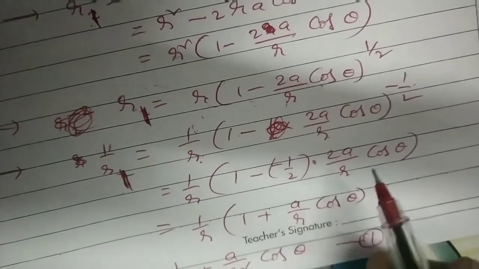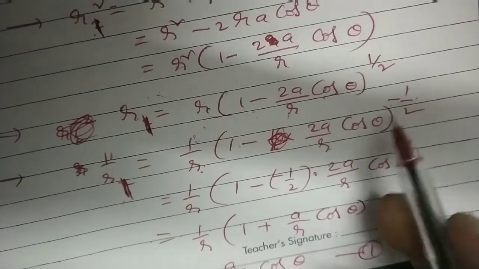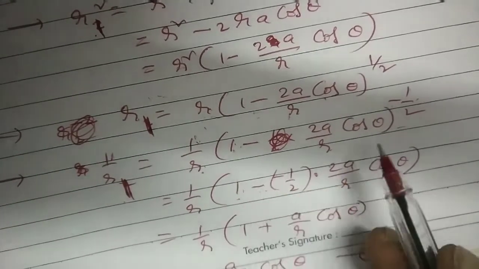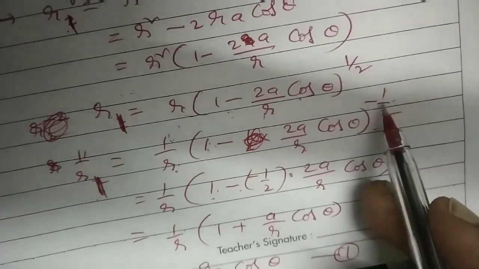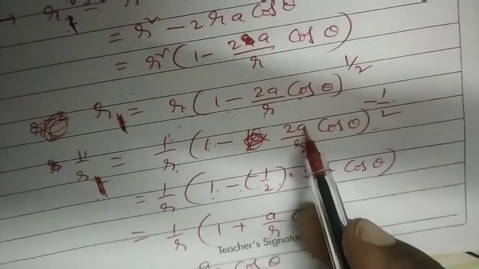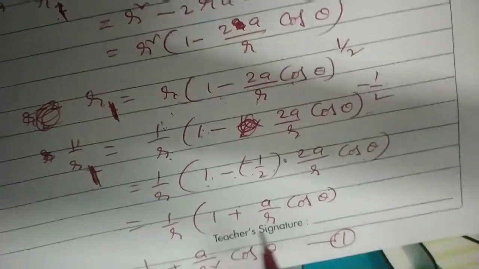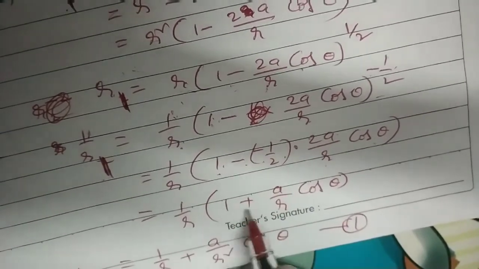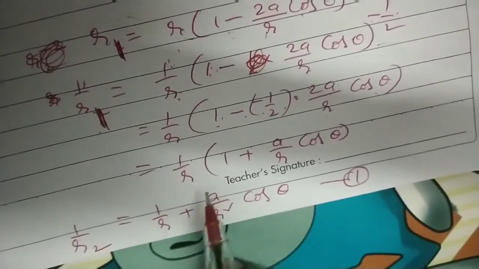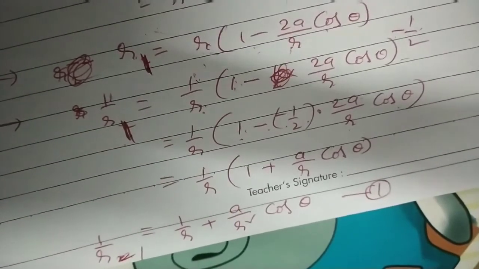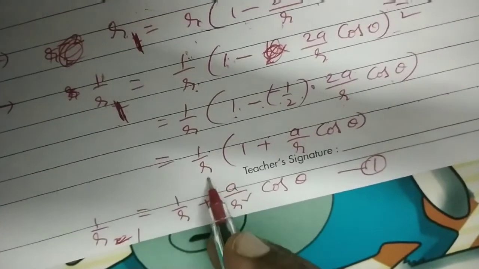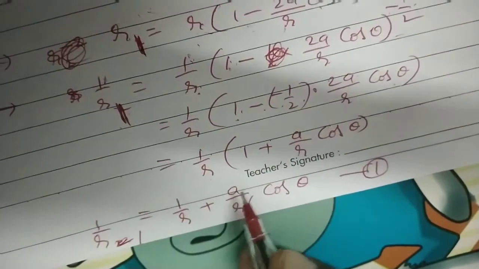Then the binomial theorem applies. So how do we expand this? The first term is 1 only, minus the power into the second term. The power is minus half, into the second term 2a by r cos theta. Then 2 got cancelled, minus minus becomes plus. So 1 by r1 is equal to 1 by r into 1 plus a by r cos theta, which is 1 by r plus a by r square cos theta. This is equation 1.